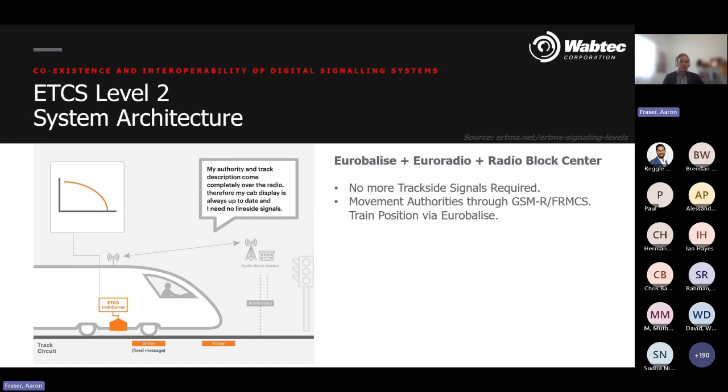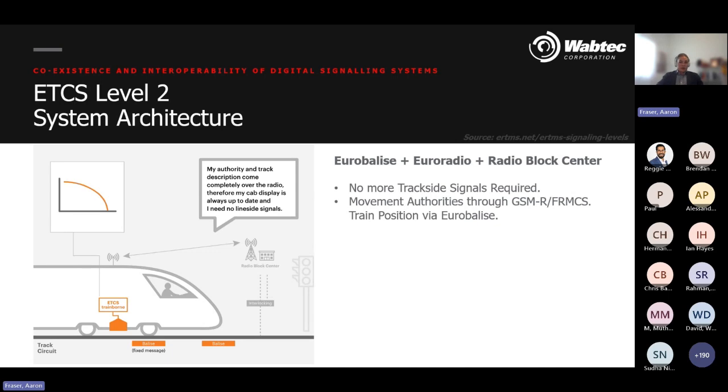So the radio block center effectively just sends movement authorities to that train to allow it to know what its limits of authority are. The system uses trackside balises to provide accurate train positioning data. Once the train passes a balise, its exact location is updated and communicated to the RBC via the GSM-R or FRMCS network. The RBC uses this data along with the status of track infrastructure from the interlockings to calculate a safe movement authority and transmits this back to the train in real time.